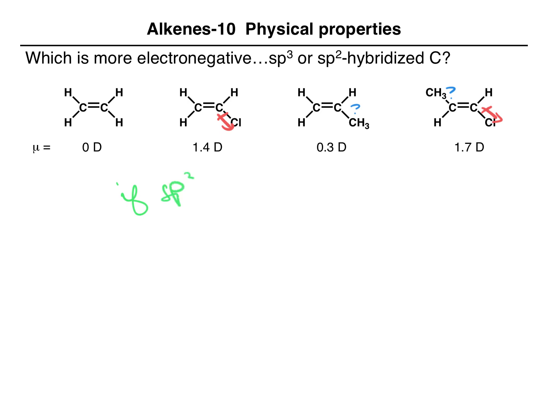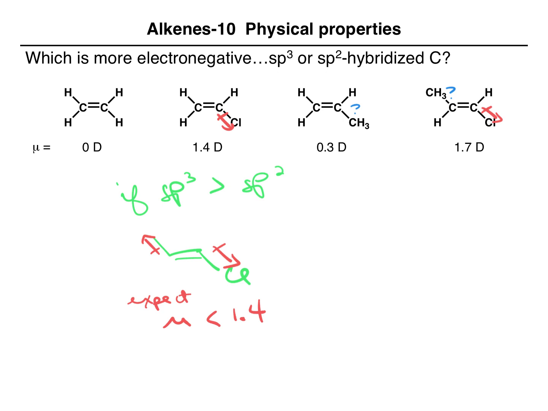If sp3 was more electronegative than sp2, then we know that chlorine is pulling away electron density from the carbon, and this carbon would be pulling away electron density as well. Not as much as chlorine, but it would subtract from this bond dipole. It would partially cancel it. And so we would expect to have a dipole moment less than 1.4, which is what's observed when there's a chlorine connected to the alkene.